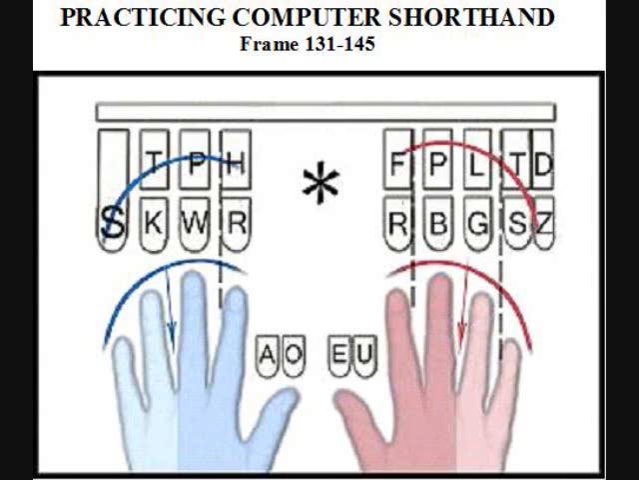Land, penned, send, sound, spend, stand.